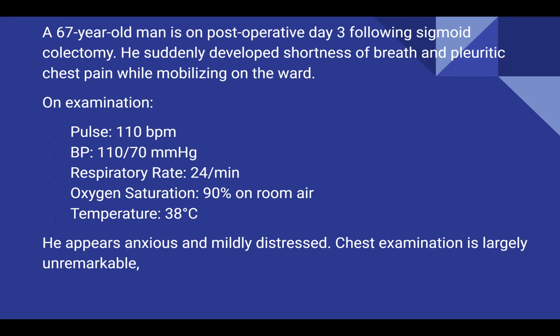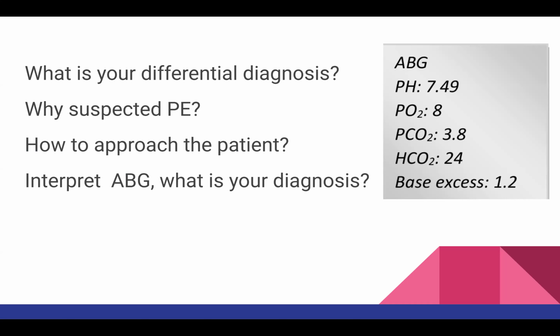Yes, sir. Okay, so depending upon the scenario, what will be your differential diagnosis? Sir, pulmonary embolism. Then in the respiratory system, pulmonary embolism, chest infection, basal lobe atelectasis. In the GIT, abdominal sepsis, intra-abdominal hemorrhage, and fluid overload. So why are you suspecting pulmonary embolism in this scenario?